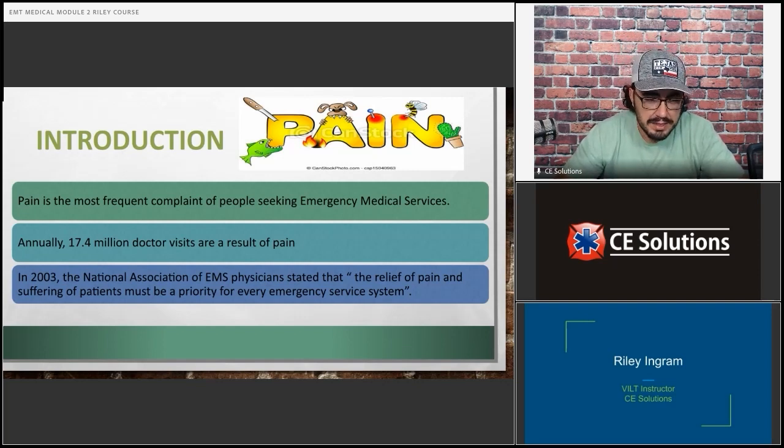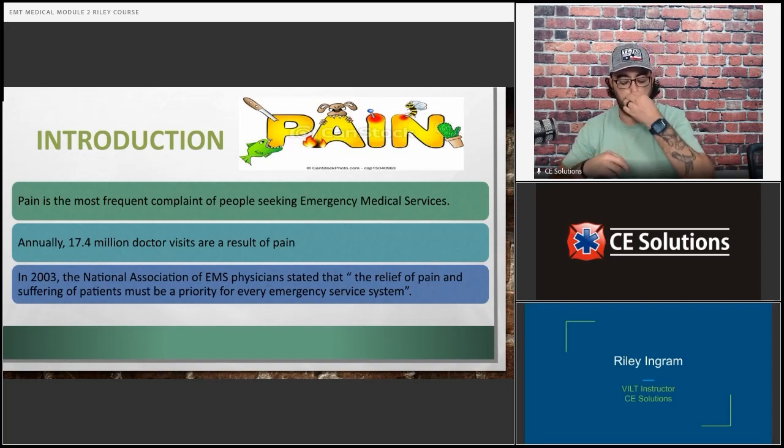Annually, 17.4 million doctor visits are a result of some sort of pain. In 2003, the National Association of EMS Physicians stated that the relief of pain and suffering of patients must be a priority for every emergency service system. All right, and we're going to dive into why. Why does it need to be so important to us that we put such an emphasis on it, right?